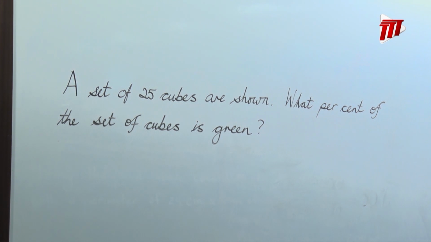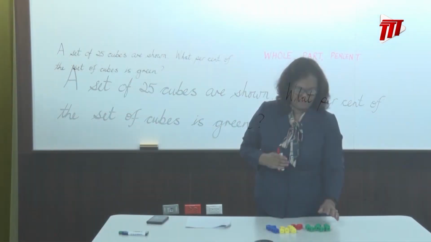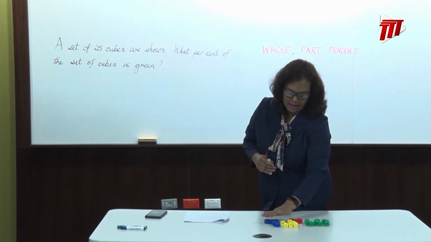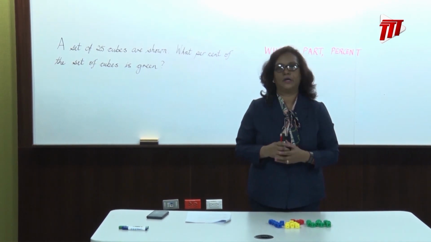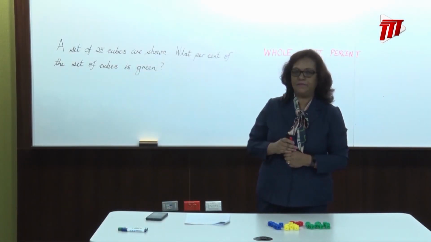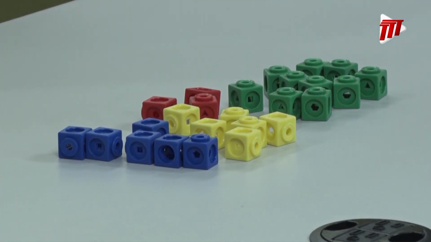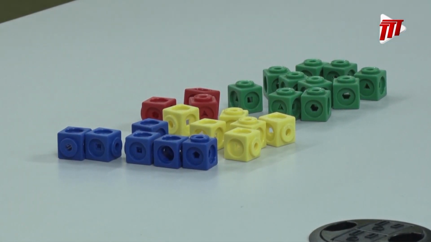So I'm just going to demonstrate this with some actual cubes. I'm going to use my Lincoln cubes. And on the table, I have my 25 cubes, and they are 4 different colors. Now, I want to know what percent of the cubes is green. So I want you to remember what we said in the first problem. Whenever we have a problem with percent and we have to do calculations, we should identify what is the whole, what is the part, and then we work the percent.